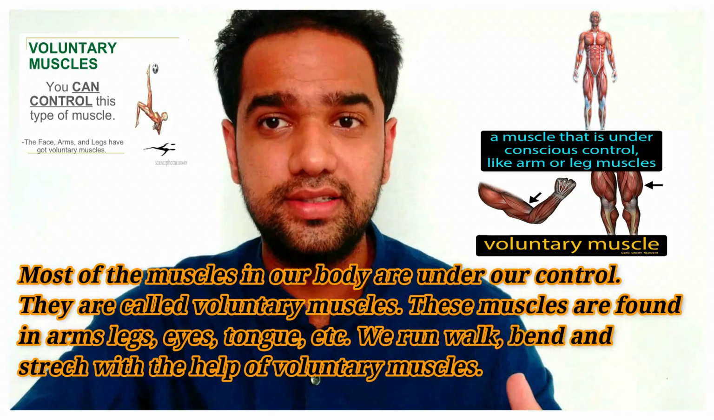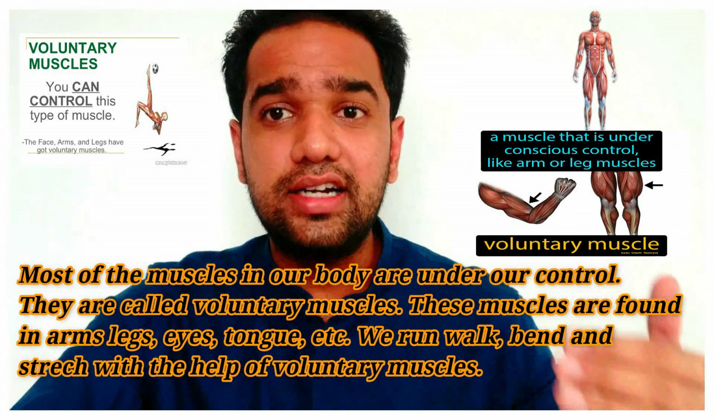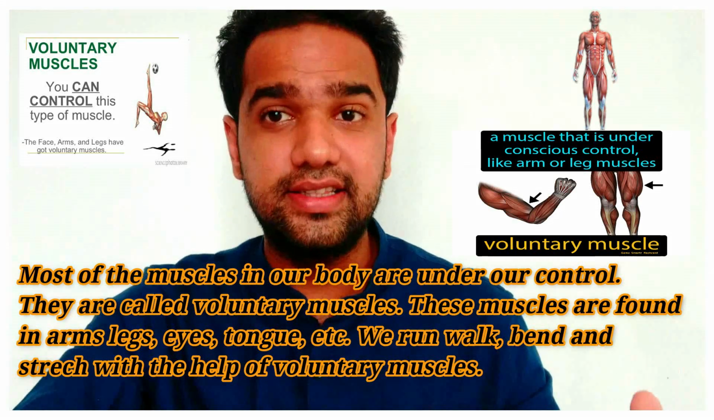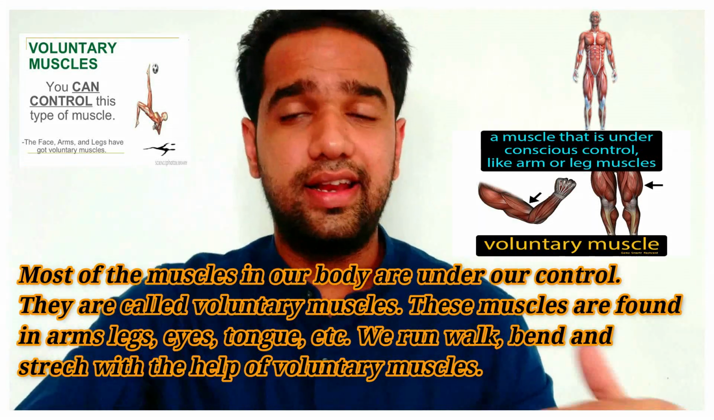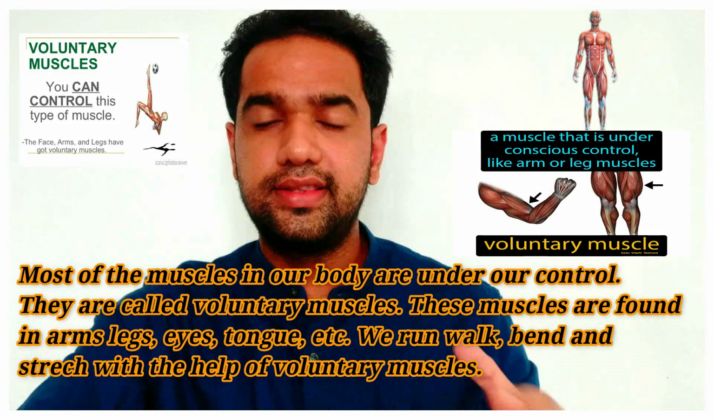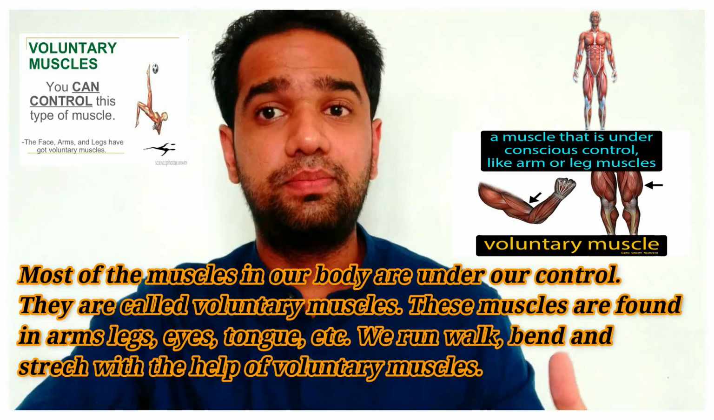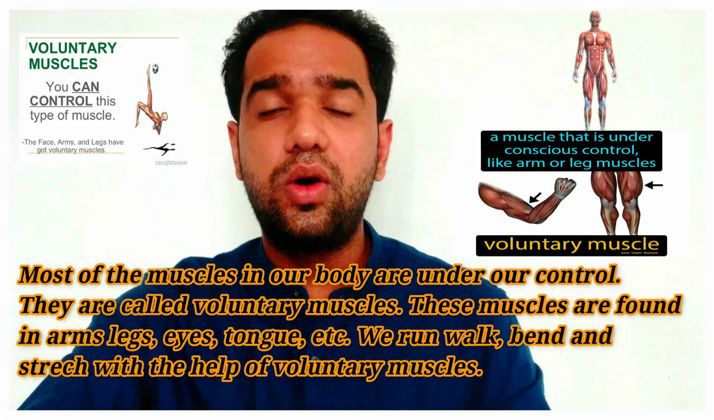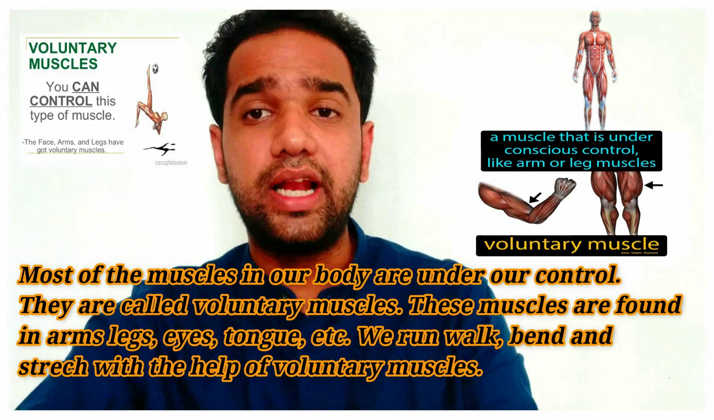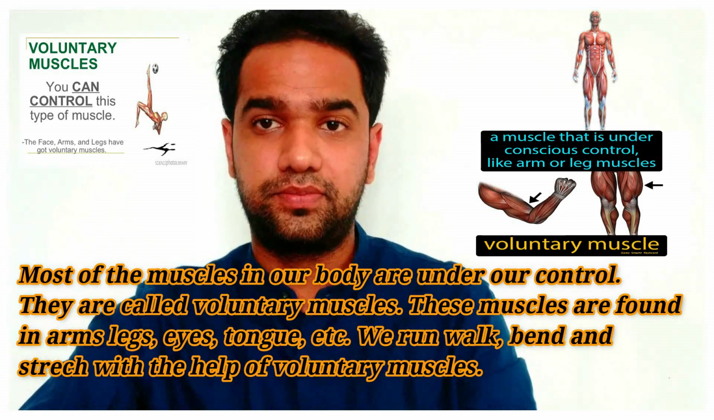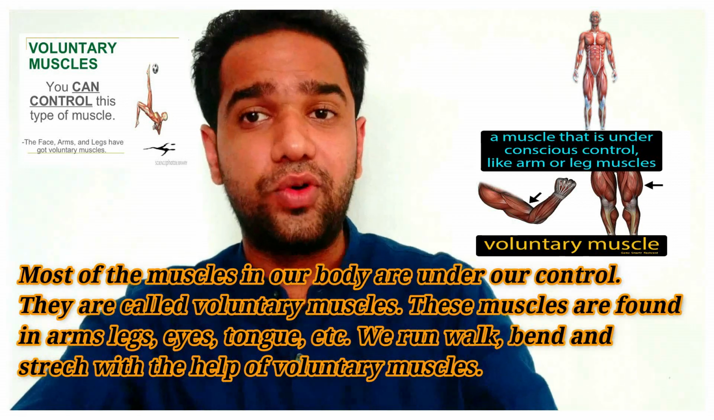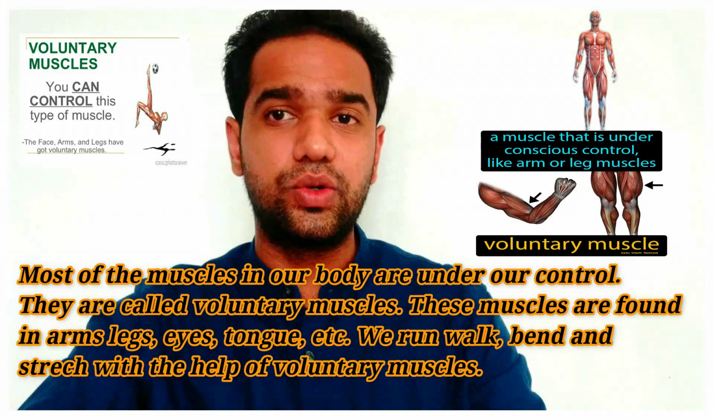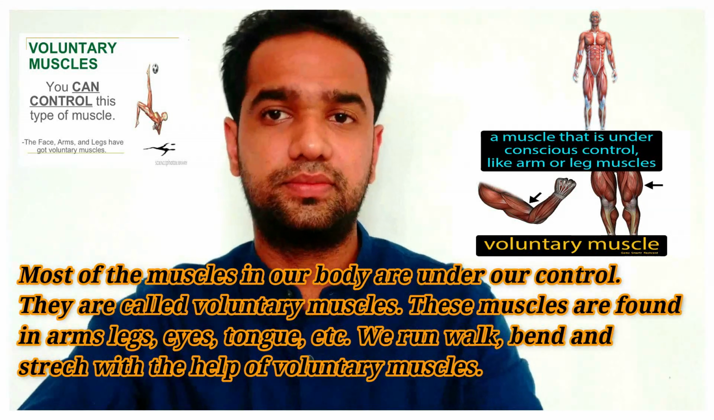So what are voluntary muscles? The muscles which are under our control are called voluntary muscles. And where can we see them? In our arms, legs, tongue, etc. We can run with the help of our legs, we can lift weight and we can bend. All these activities are done with the help of voluntary muscles. So once again, what are voluntary muscles? The muscles which are under our control are called voluntary muscles.